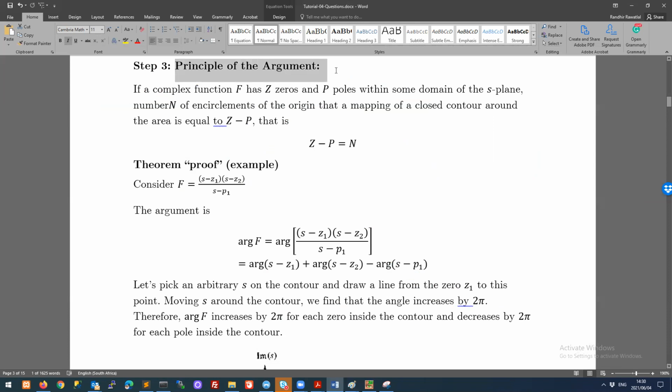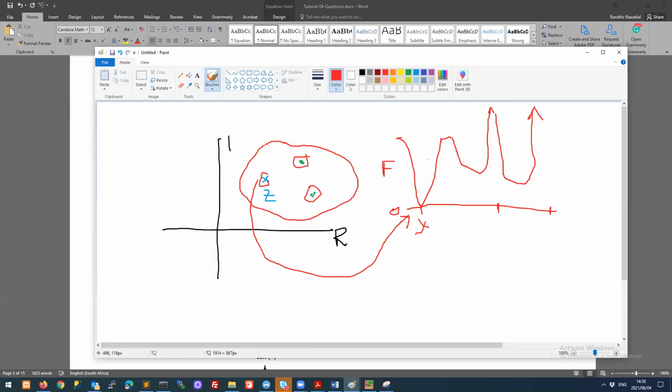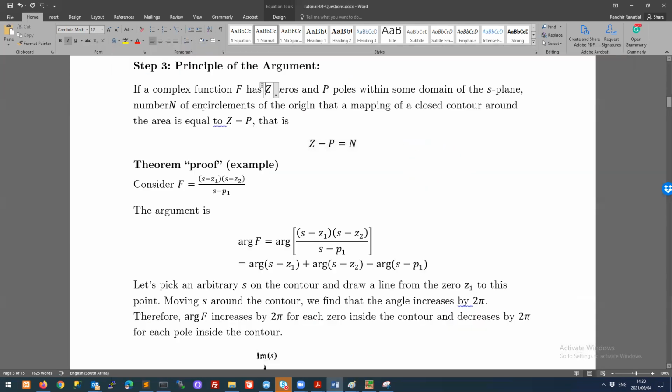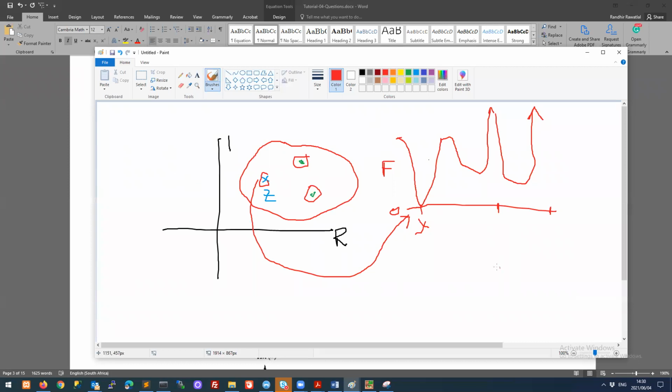So according to the principle of the argument, if you have a function f that has z zeros and p poles in some region of the z plane, so we are talking about a closed boundary here, then as you travel around that domain, you will encircle the origin by an amount equal to z minus p, right? So first off, just understanding what that means can be something of a challenge here, but let's think about what we said at the outset.